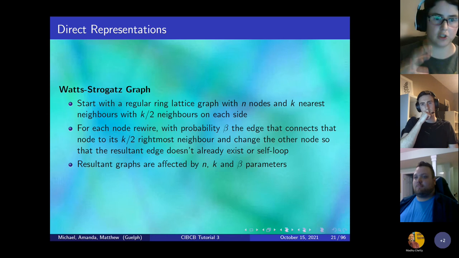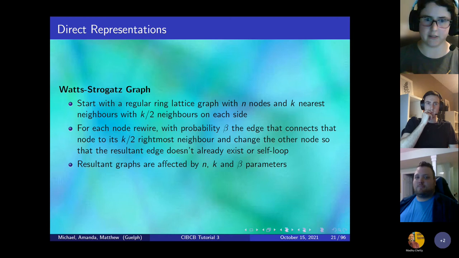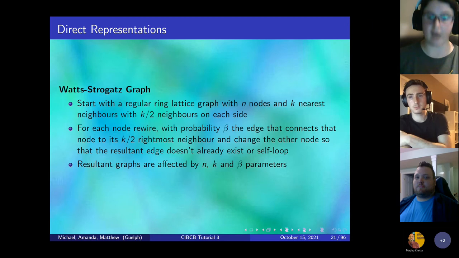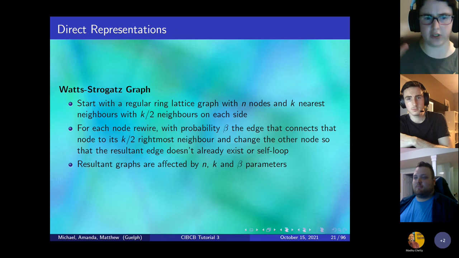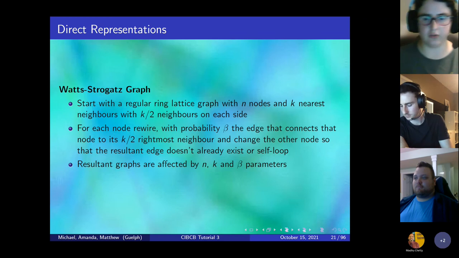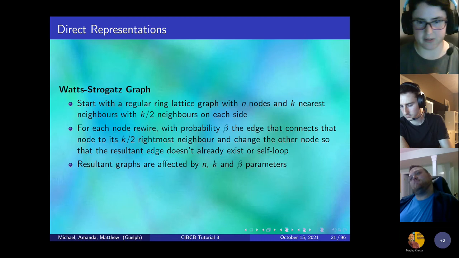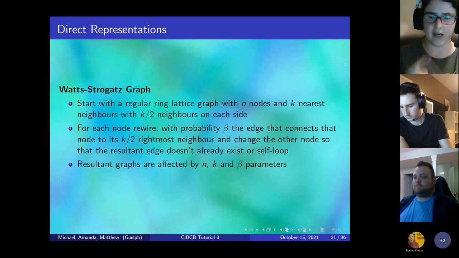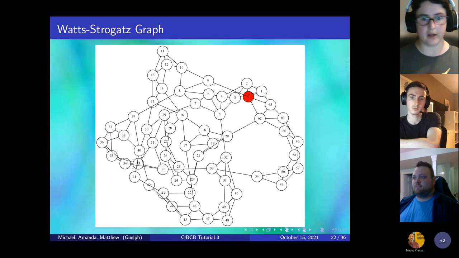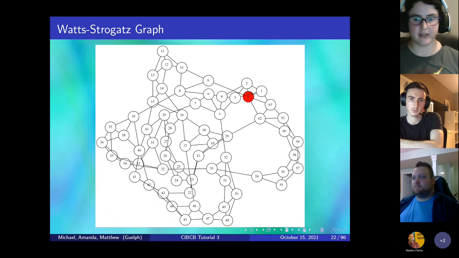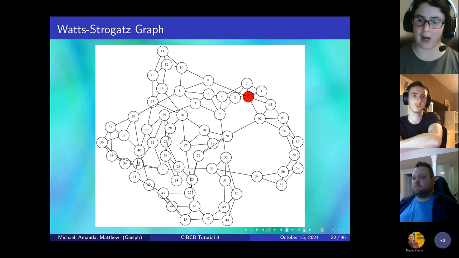So for one of those connections, I'm going to give it the chance to be rewired. So unconnect it from the one that is K divided by 2 away, and then select it to have a connection somewhere else in the graph. It's restricted so that it's not going to be an edge that already exists or connect to itself. The resultant graphs are going to be affected by the number of nodes, the number of nearest neighbors we've selected, and how often that disconnect and rewiring occurs. And as you can see, it produces yet another type of very different graph. So the big takeaway is that if somebody tells you that they populated something with a random graph, it very much matters which kind of random graph they chose to use.